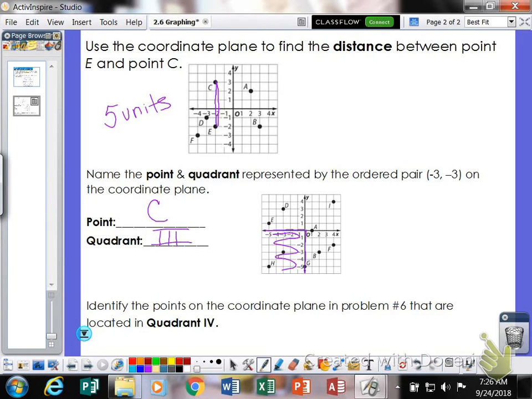Identify the points on the coordinate plane in problem number 6 that are located in quadrant 4. So we need to locate the ones in quadrant 4. So that would be point B and F. Remember, point A and point G are not in a quadrant. They lie on the axes. So we would say that they just lie on the axes. And that's a review of the lesson.